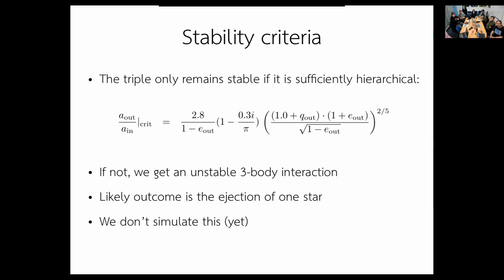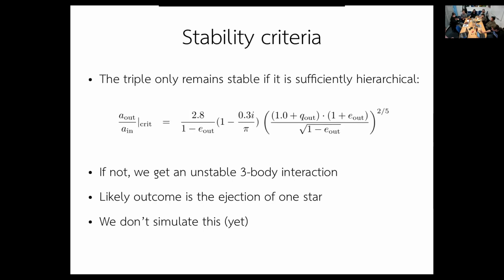So when the system violates this, we assume you get some kind of unstable 3-body messy interaction. Usually this will result in the ejection of one of the stars. Usually it'll be the lightest star, but not always. We don't simulate this yet. At the moment, this just terminates the triple evolution because it's a mess.